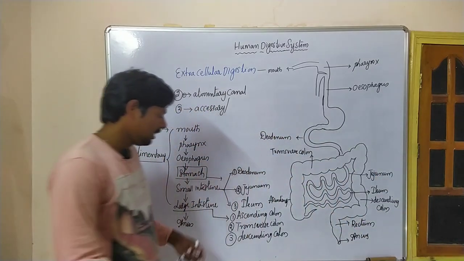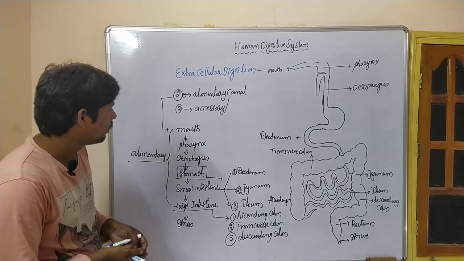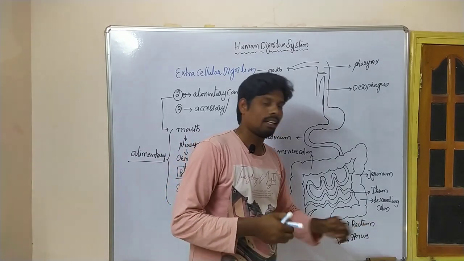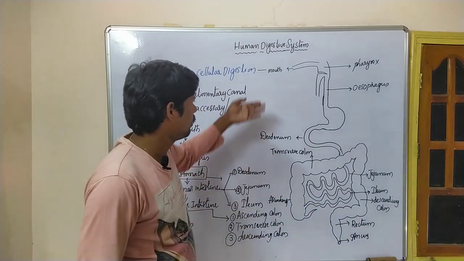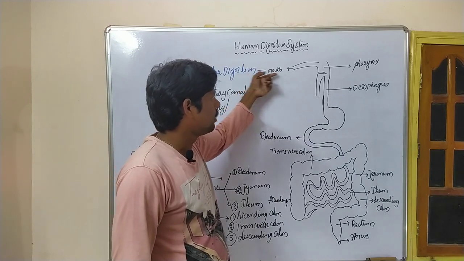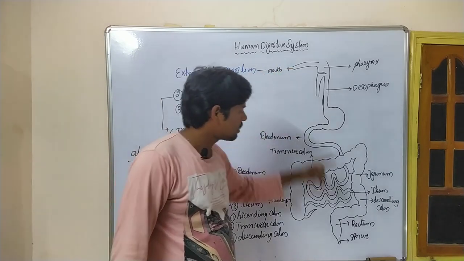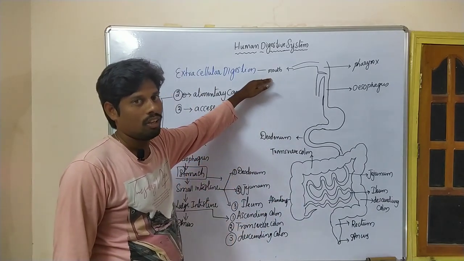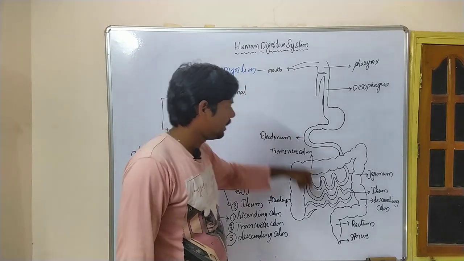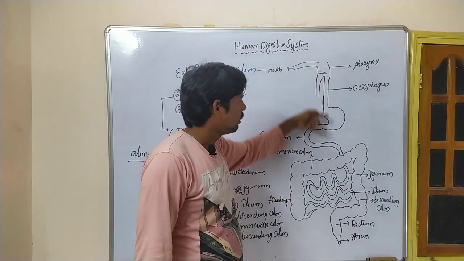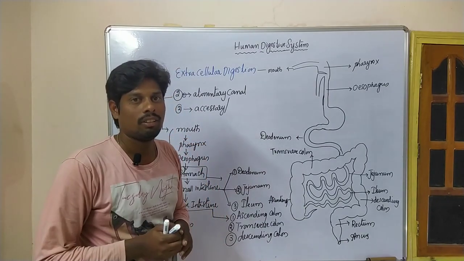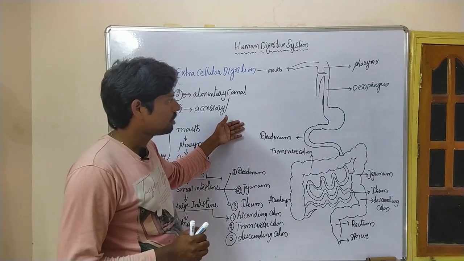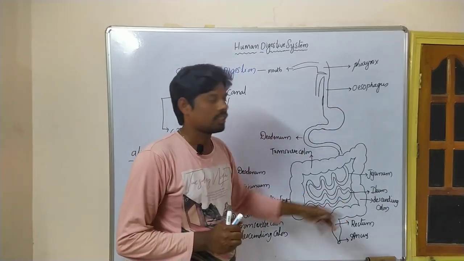So here you just observe where the elementary canal starts and where it ends. The mouth is the starting point of the elementary canal, whereas the anus is the ending point of the elementary canal. So in between the mouth and the anus, the food is going to be digested. This is the outline of the human digestive system and its different parts.